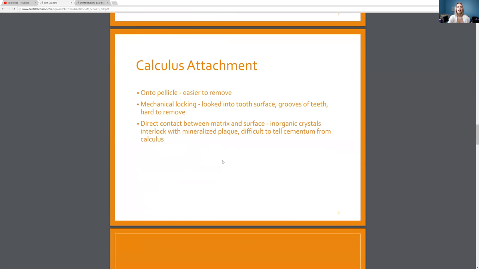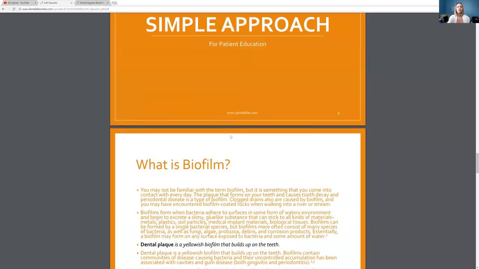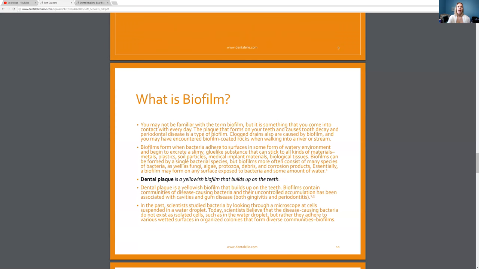So calculus attachment. It does attach onto plaque, of course, okay? And it can attach anywhere. So I have seen tartar on the occlusal surfaces where you might not think there's plaque there, but there is, even just a little bit. So it does like to attach to anything. And I'll let you guys read this over if you like.